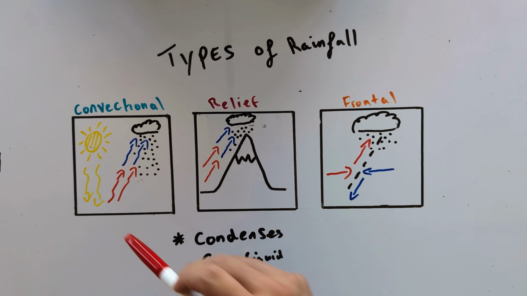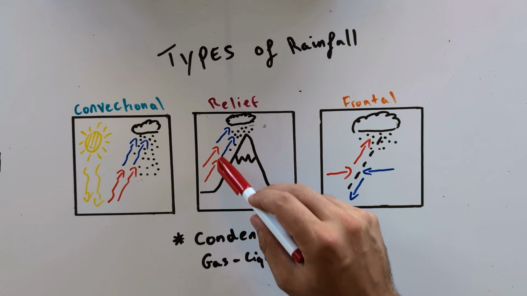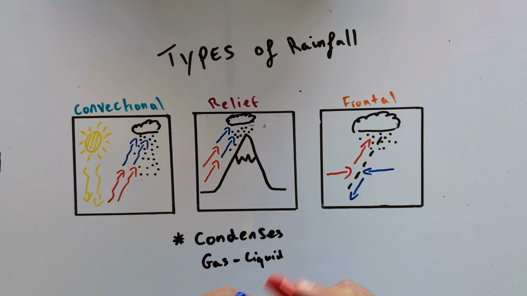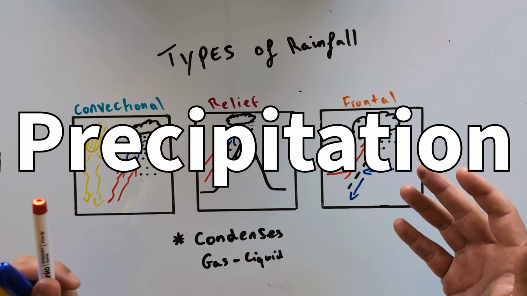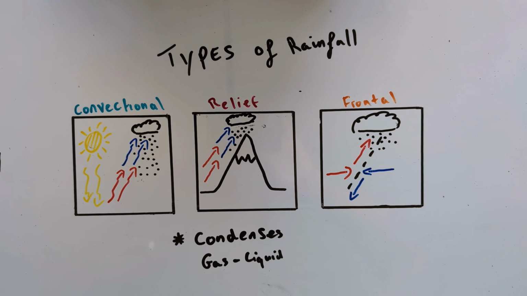So just note, in all of these diagrams, we have hot air being pushed up, and when it does push up, it cools down, and that gas turns to a liquid. That is condenses, and that condensation forms precipitation. Okay? Right, let's jump into convectional rainfall now then.